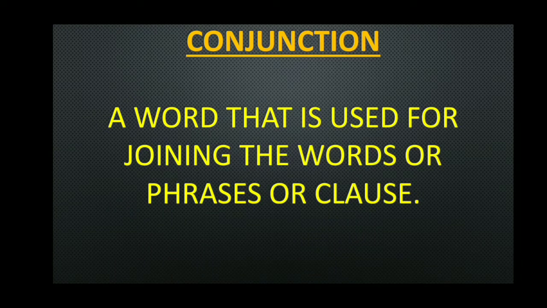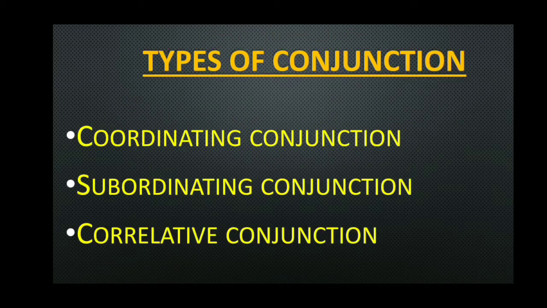So at first we have to know what a conjunction is. A word that is used for joining words or phrases or clauses is called a conjunction. Now we will look at the types of conjunction. Basically there are three types of conjunction: coordinating conjunctions, subordinating conjunctions and correlative conjunctions.